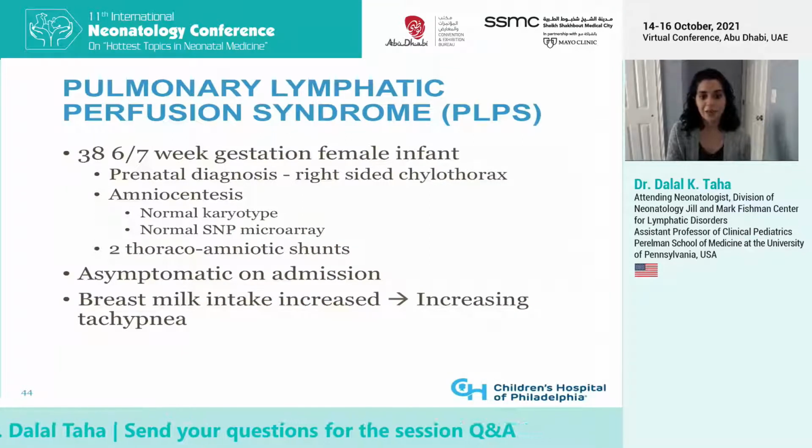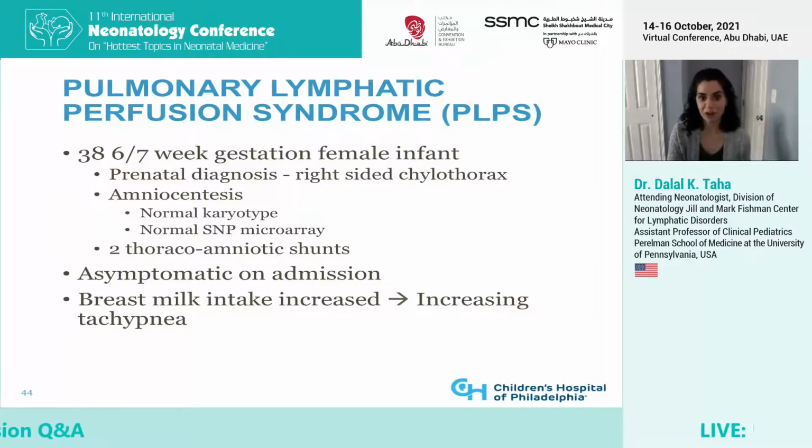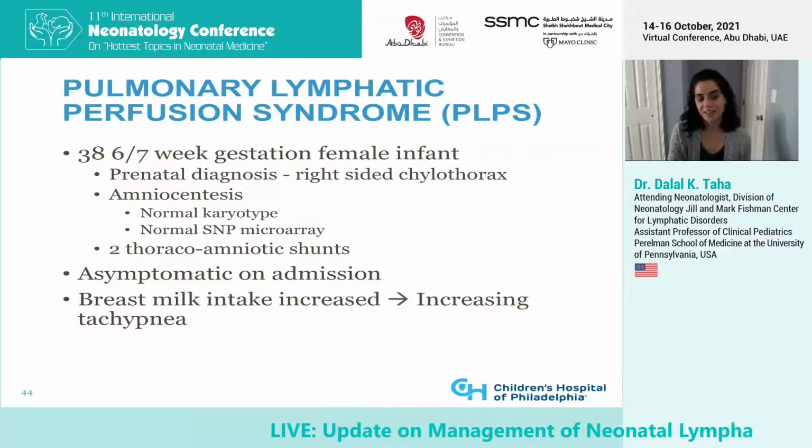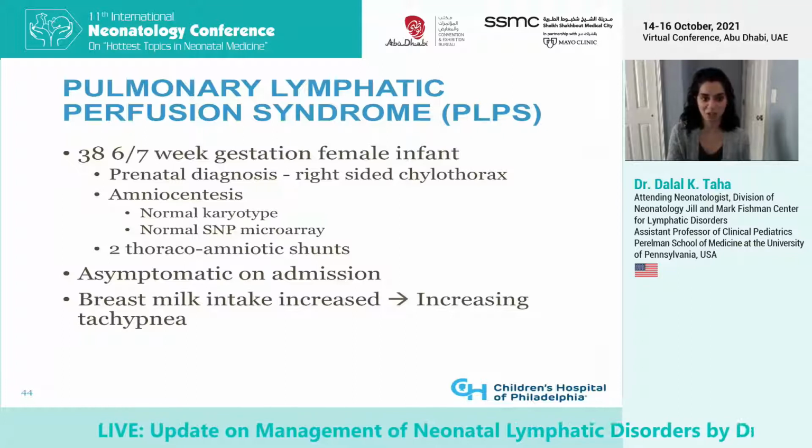The last case I'm going to present is a term infant who was prenatally diagnosed with a right-sided chylothorax. She had normal genetic studies and underwent 2 thoracoamniotic shunts prior to birth. At birth, she was asymptomatic and admitted to the NICU on room air. Enteral feeds were started with regular maternal breast milk, and as the feeds increased, she began to develop tachypnea and mild respiratory distress.